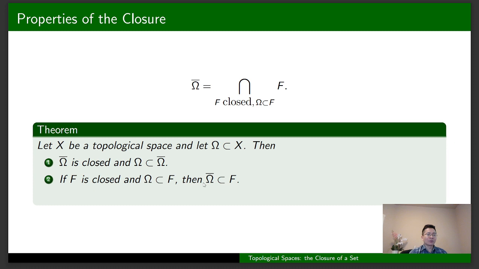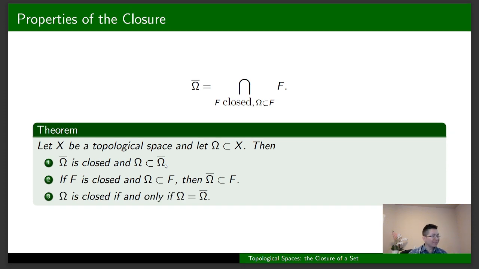So, how come this is true? If F is closed and F contains omega, then F is one of the sets we consider in this collection. Therefore, their intersection must be a subset of F. Okay. Therefore, the closure of omega is a subset of F. The first and the second properties tell us that the closure of omega is the smallest closed set containing omega. Again, the closure of omega is the smallest closed set that contains omega.